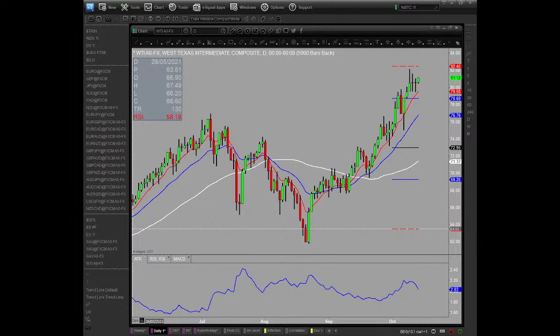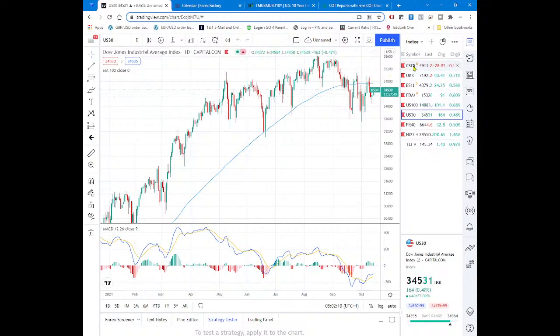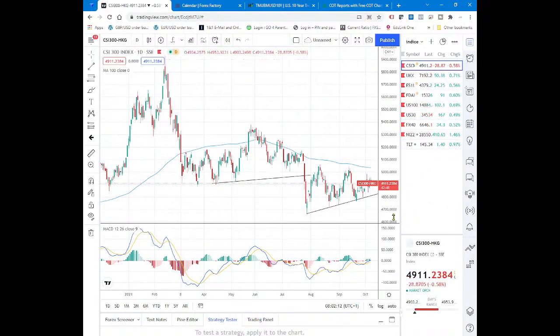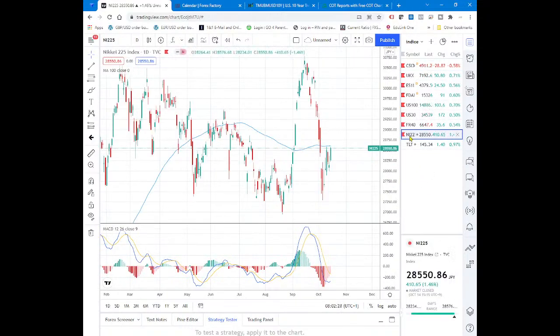Right, let's have a look then across the markets. Let's have a look at the indices here to see what's happened. Hong Kong market, ooh, there we go. Still consolidating there. It's really quite tight now. I'm just waiting and thinking, well, at some stage it's going to drop down through this trend line I've got there, but for now just consolidating.